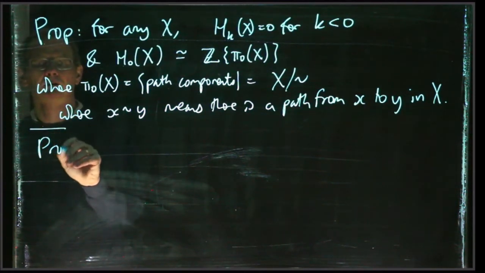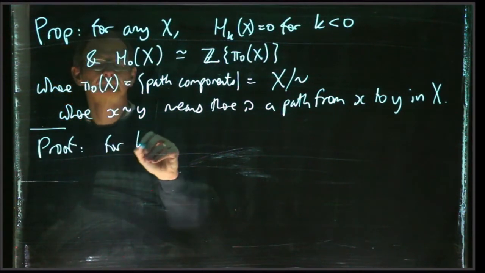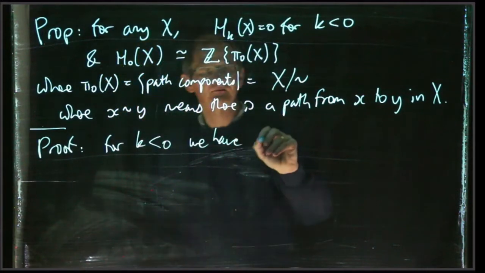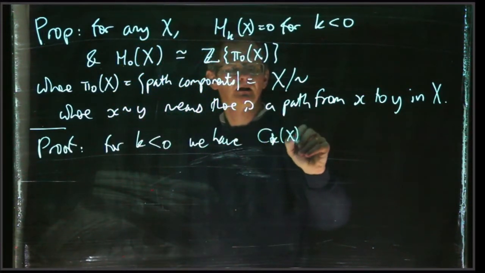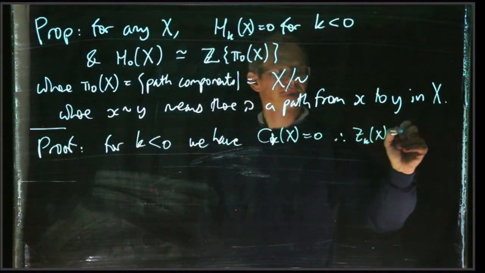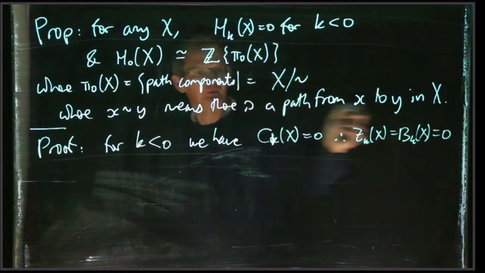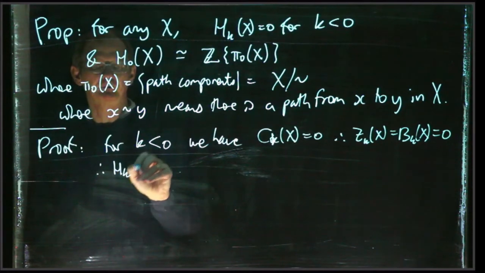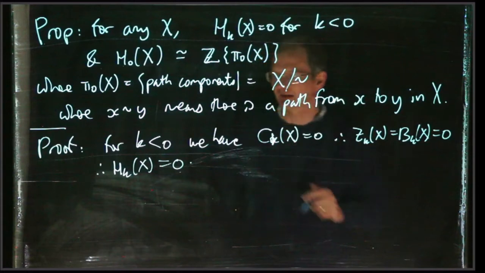So firstly, k less than 0. I have, of course, C_k(X) is trivial, therefore Z_k(X) and B_k(X), these are subgroups of C_k(X), so they're trivial, and therefore H_k(X) is trivial. Okay, so nothing really to say there.